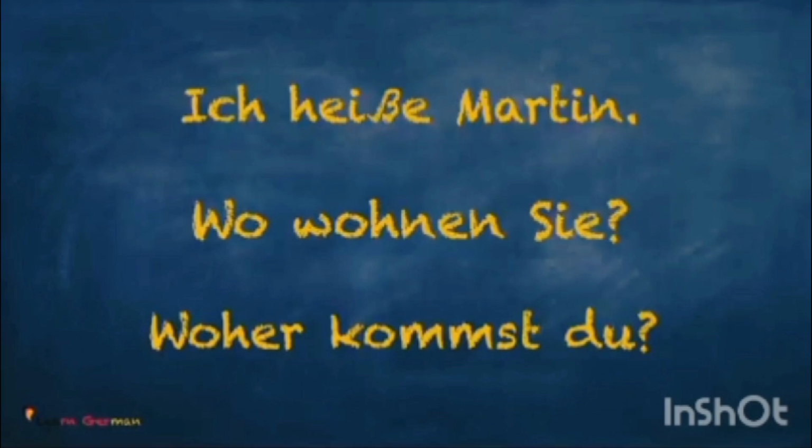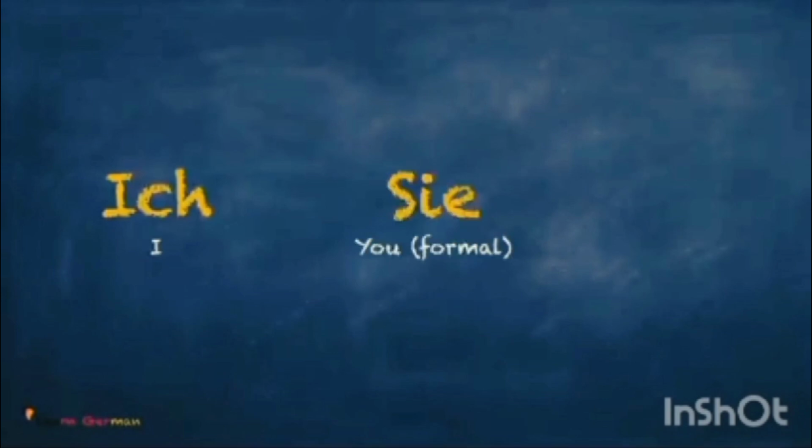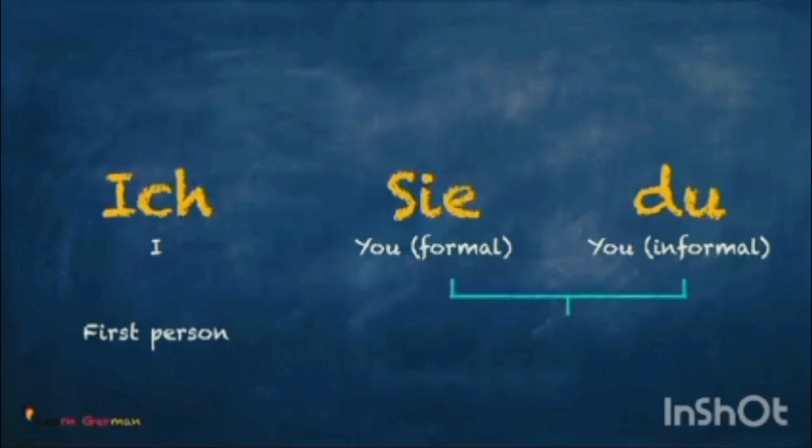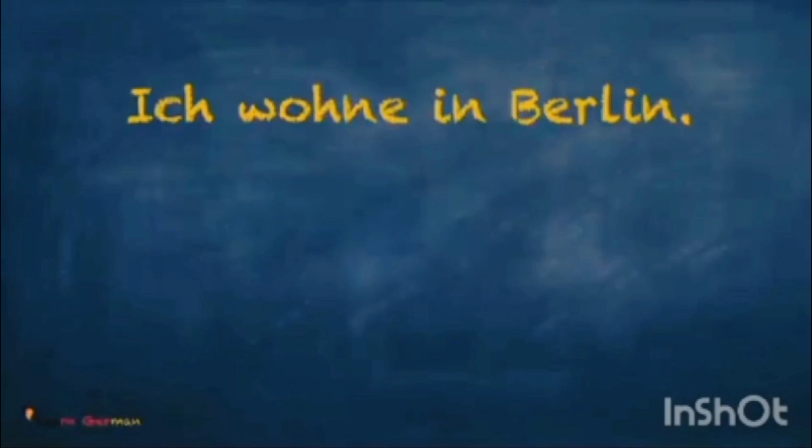So let's pick out the pronoun in each of these sentences. Ich, Sie, and du. Let's pick the three pronouns and analyze them. Ich, I; Sie, you; du, you. First person, ich, and the second person, Sie and du. Ich, I am talking about myself. Now let's come to the verb conjugation.